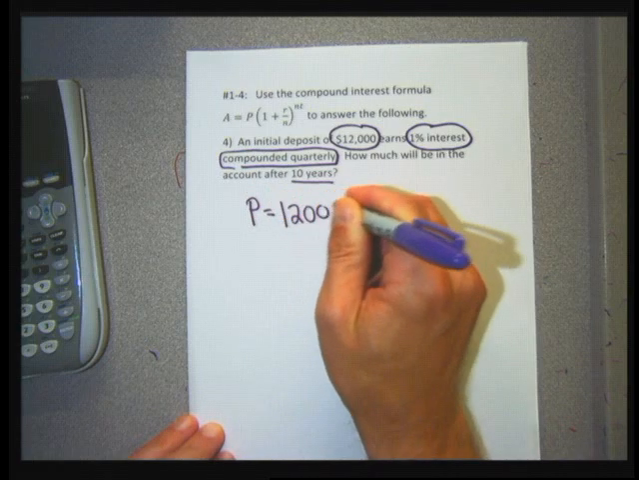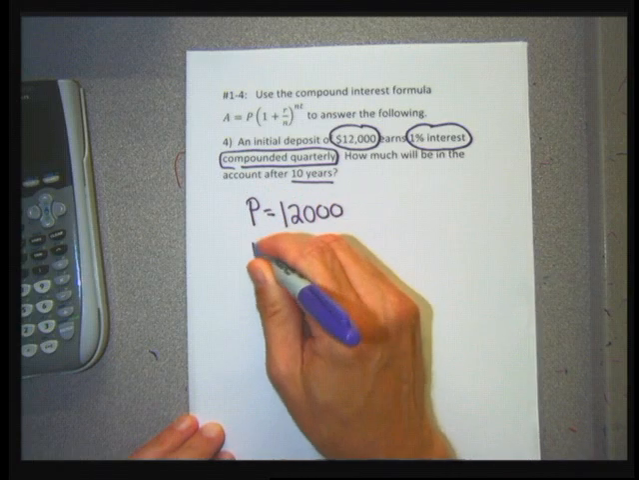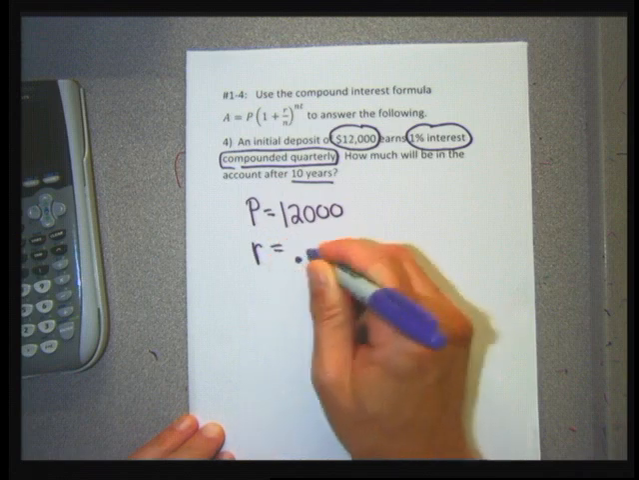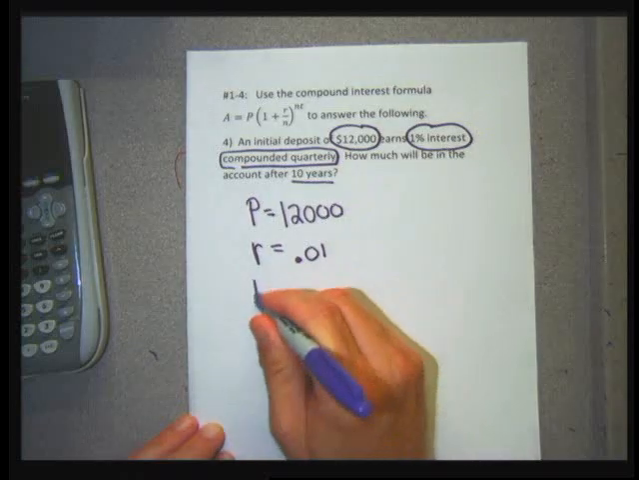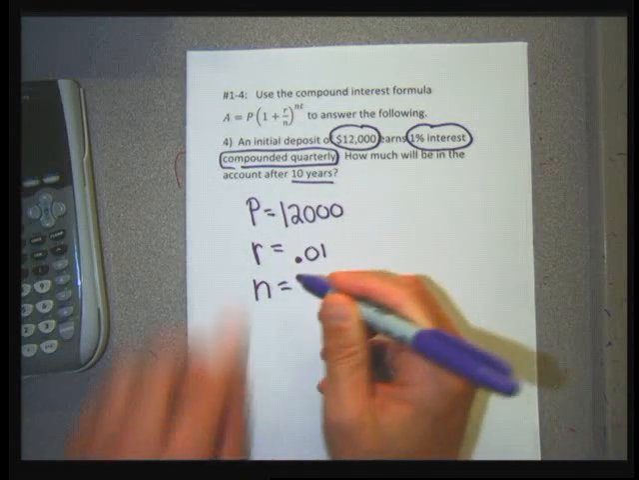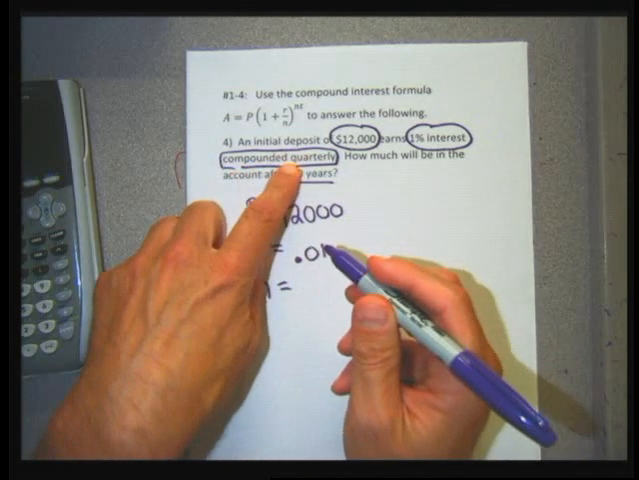The 1%, because it stands for the interest rate, is the R. I'm going to change that interest rate to a decimal, making it 0.01. The N is the number that gets implied by the word after compounded, because there's 4 quarters in the year.